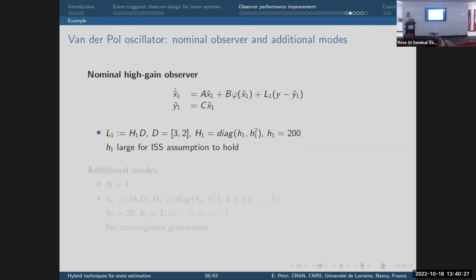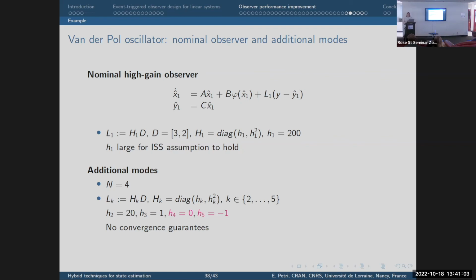And in order to improve the performance of this nominal observer, we add n equal to 4 additional modes in parallel to the nominal one. And these additional modes have the same structure as the nominal one, where the only difference is in the gain Lk. And to modify the gain, we modify this high gain design parameter hk. And since the nominal one was really big, we reduced it and we selected h2 equal to 20, h3 equal to 1, h4 equal to 0, and h5 equal to -1.